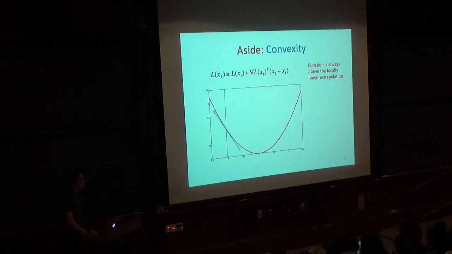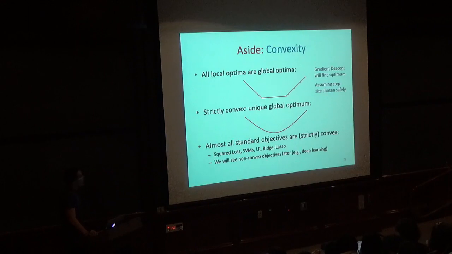The function is always above the local linear extrapolation. And so all local optima are global optima in convex functions. So this is also a convex function. It's not strictly convex because this basin down here is exactly a linear function. Actually, it's not strictly convex for multiple reasons.